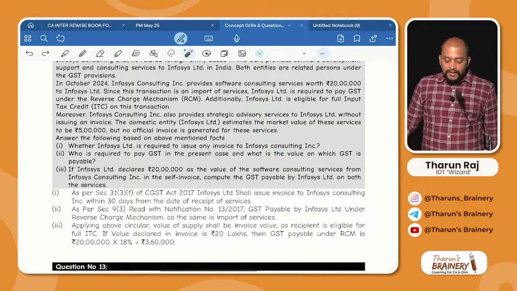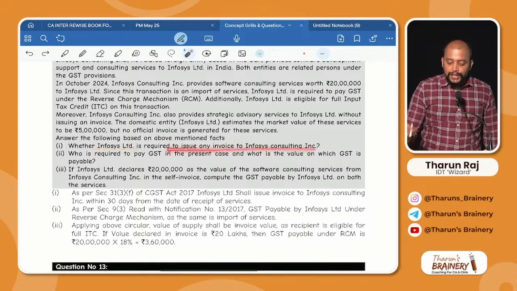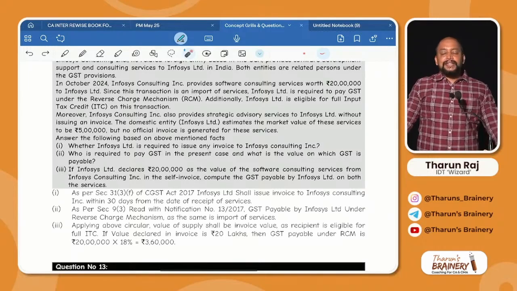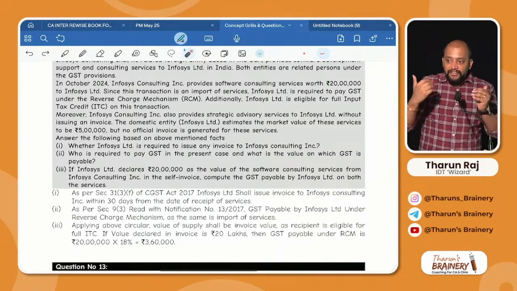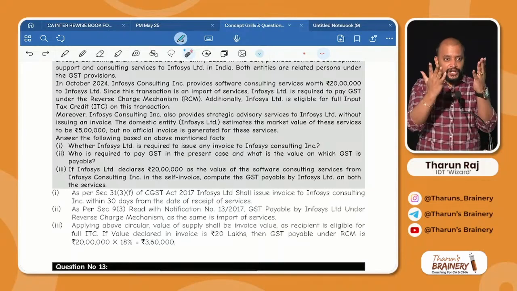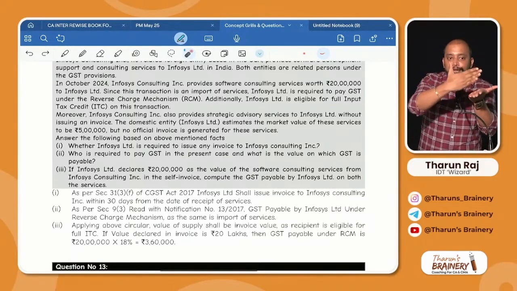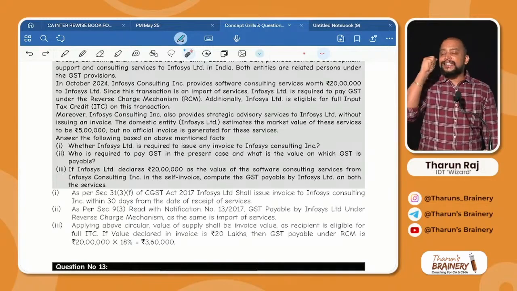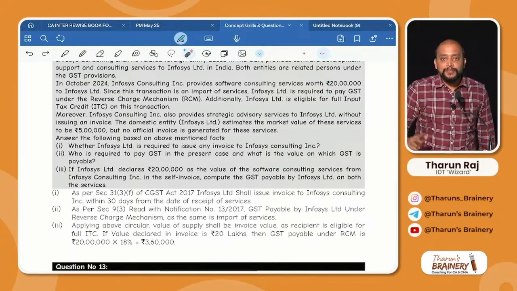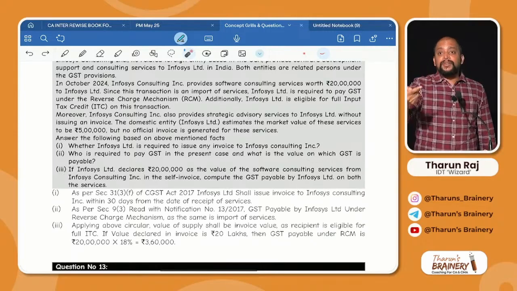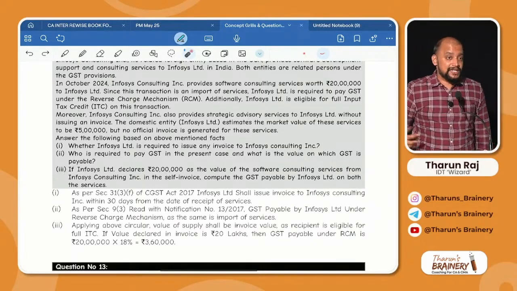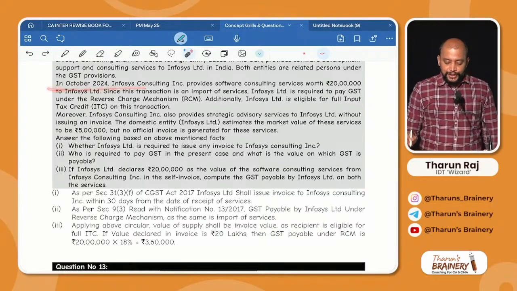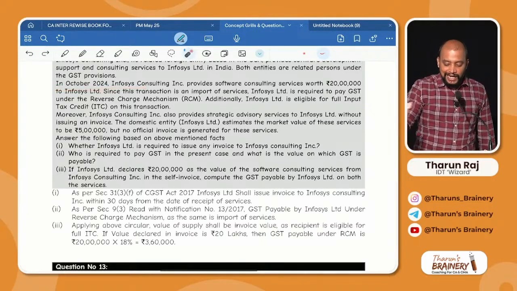Point number 1. Whether Infosys Limited is required to issue any invoices to Infosys Consulting Incorporation. I told you already, in case of RCM, a self invoice is to be given by the recipient to the supplier. Generally, the invoice will be given by the supplier to the recipient, but in case of RCM, a self invoice is to be given by the recipient to the supplier. What is the time limit within which that self invoice is to be given? Within 30 days from the date of receipt of goods or services. What is the date on which they have received the goods or services? October 2024. From there, within 30 days, they need to give.